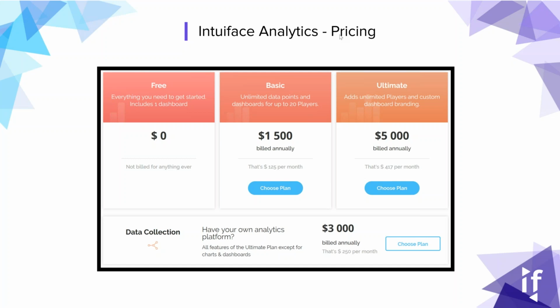There's only two other plans to think about. If you want to use our charts and dashboards feature, there's only two plans to think about, basic and ultimate. Basic means up to 20 players. Ultimate means any number of players. That's the main difference. 20 players, unlimited players. They're both unlimited data points, both of them. 1,500 US, it's also 1,500 euros for the basic plan. For the ultimate plan, it's 5K.